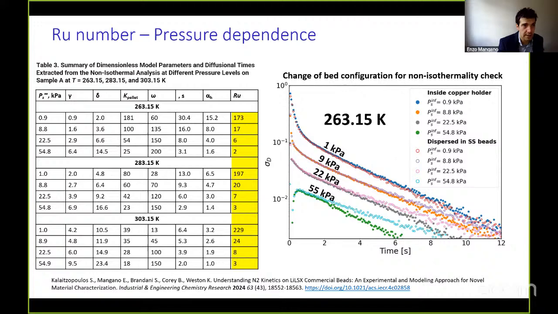In the table here, there is essentially an accounting of all the tests and the Ruthven number. You can see as you go up in pressure, the Ruthven number decreases dramatically, from the hundreds to 2 or 3. Another piece of information on the plot on the right is that we tried different configurations, with the copper holders and without the copper holders, with the beads dispersed in stainless steel beads. And as you can see, as you go up in pressure, you see the effect of the change in thermal mass that makes the system with the stainless steel beads more non-isothermal.